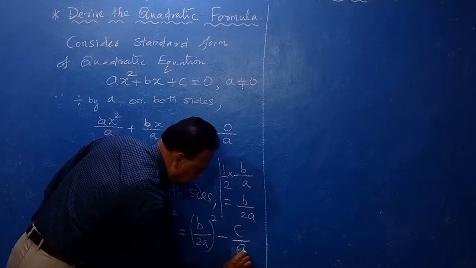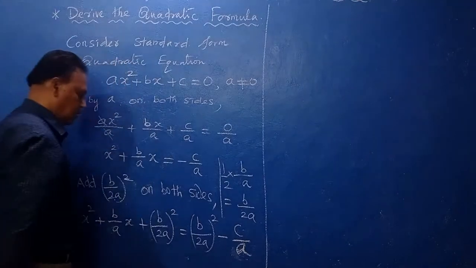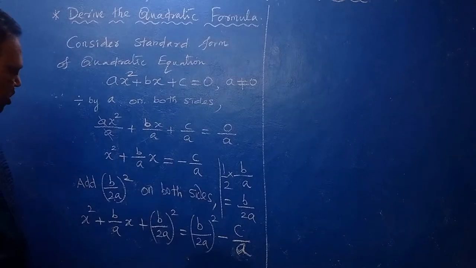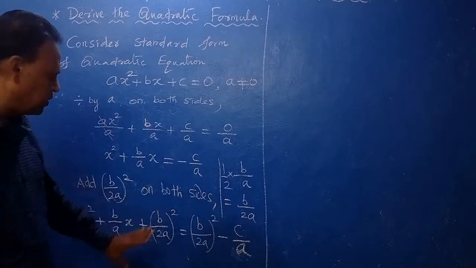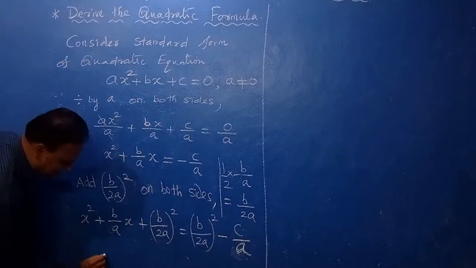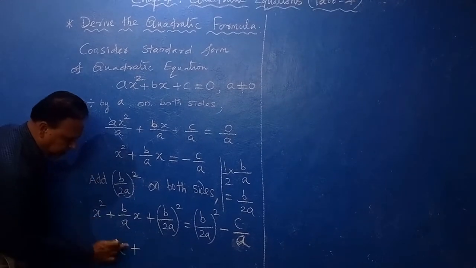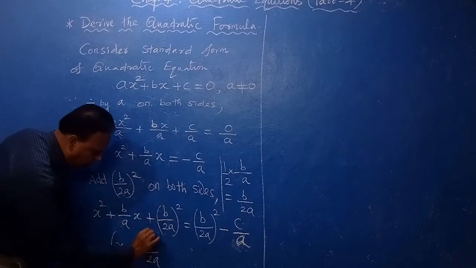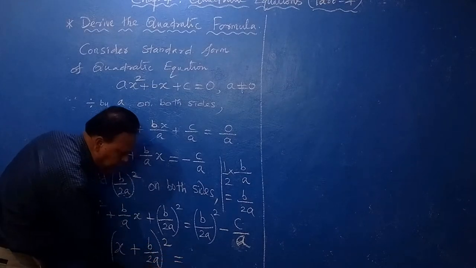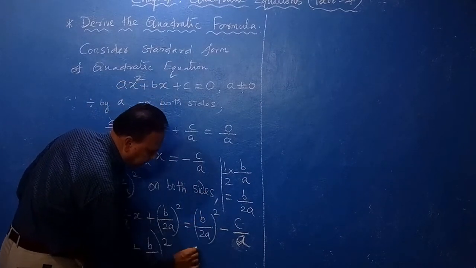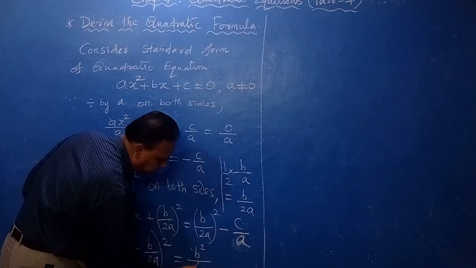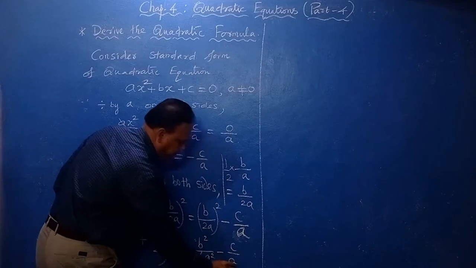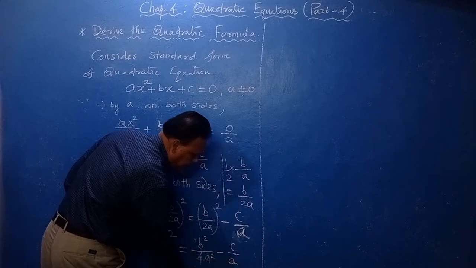Now you see you are getting the a squared plus 2ab plus b squared form. What is a here? x. Plus here means plus. What is b? b is b by 2a. The whole squared is equal to, here you make the squaring: b squared by 4a squared, numerator and denominator squared, minus c by a.